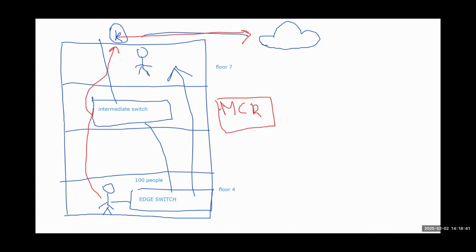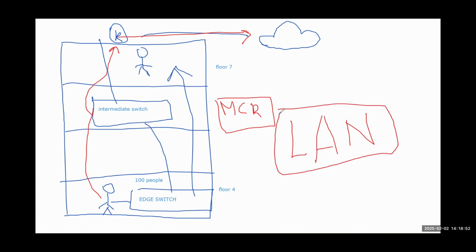By the way, an intermediate switch and a router, I have put them on different floors, but they normally work in a main control room. And this whole network topology is called a local area network. A local area network is a small network, usually used in schools, buildings, your home.